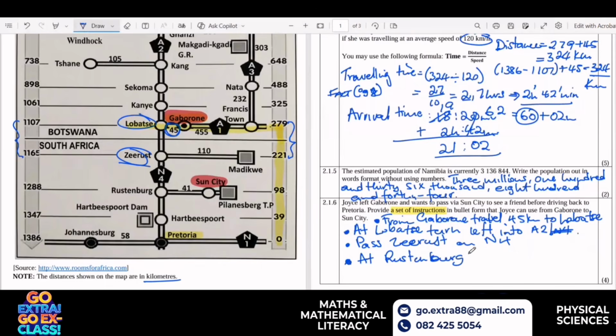Okay, I think it's Rustenburg, and then they turn where? If they're coming on that way, and then they turn right. Yeah, they will turn right, and do what? And drive. You can say drive, and say drive how many kilos there? 41 kilometers to Sun City. So that's it in this question.